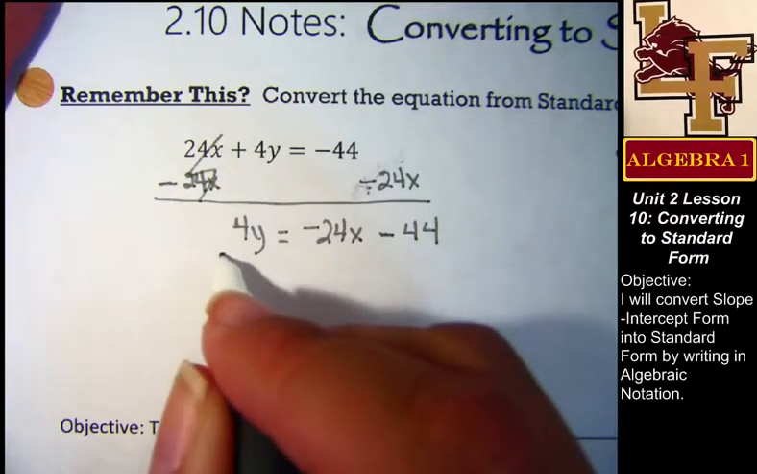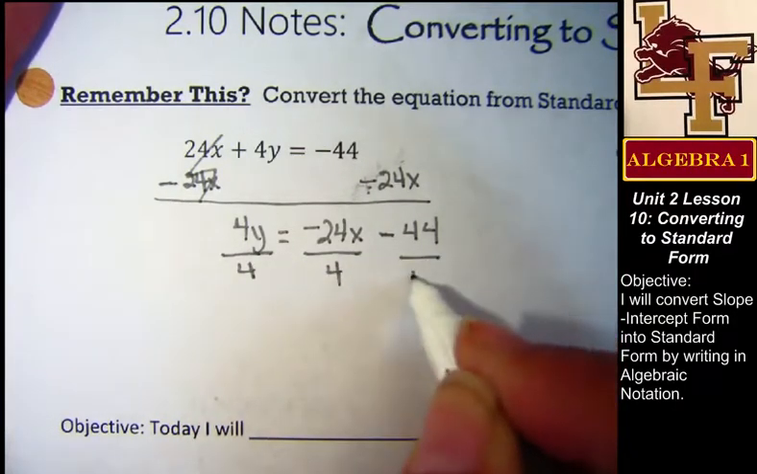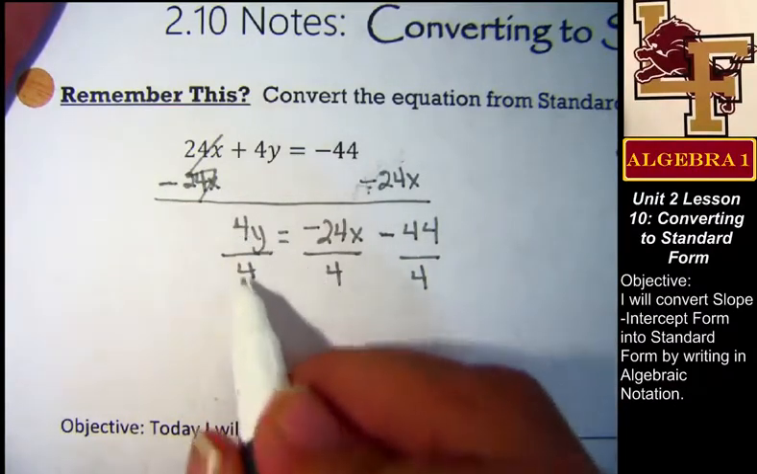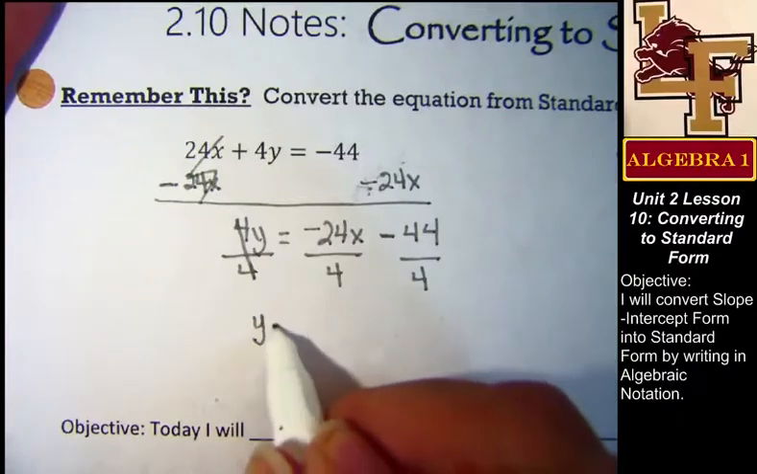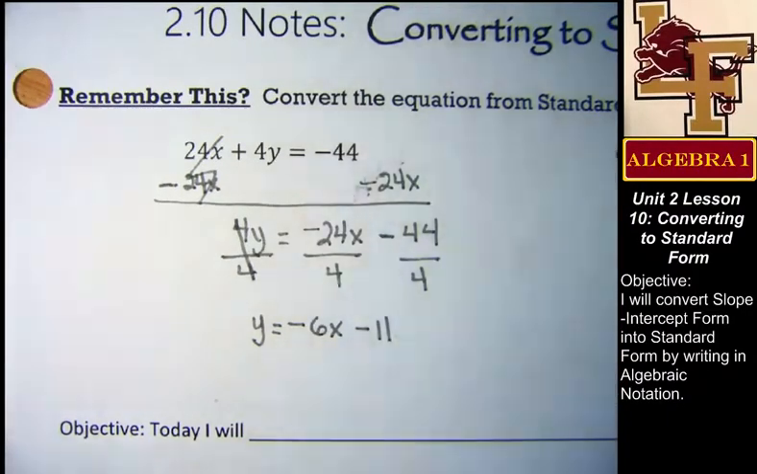I do have to divide. I now have to divide by 4 because I want to get the y all by itself, and right over here the y was being multiplied by 4. Once I've divided everything by 4, I have my answer in slope-intercept form.